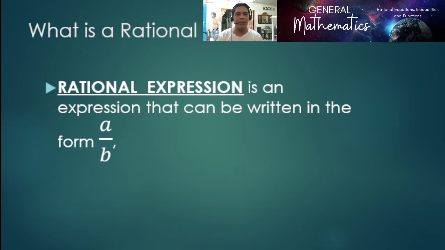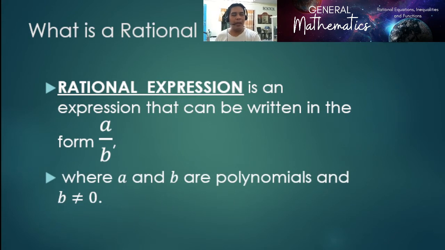A rational expression is an expression that can be written in the form A over B, where A and B are polynomials. Ibig sabihin, ratio siya, no? Ratio or fractional, because fraction is a form of ratio. So, ratio ng dalawang polynomials, where B is not equal to 0. Kasi hindi po pwedeng zero yung ating denominator simply because the fraction will become undefined, or kapag nag-calculator kayo, error yon. So, your denominator should not be 0.